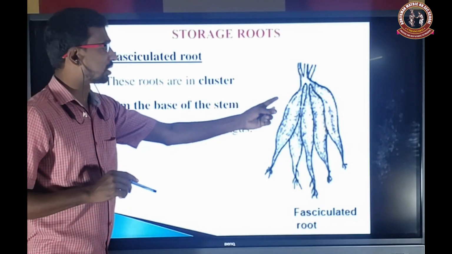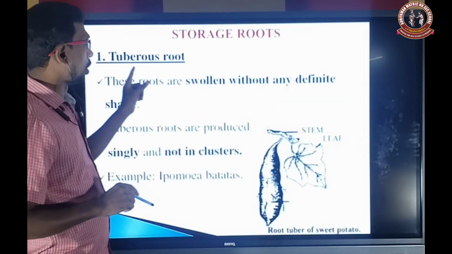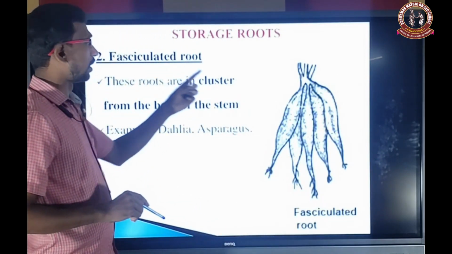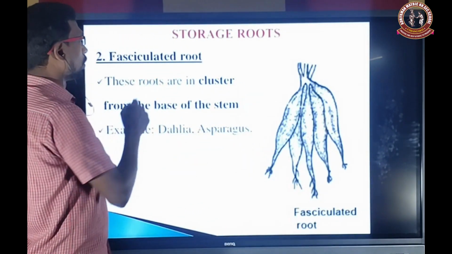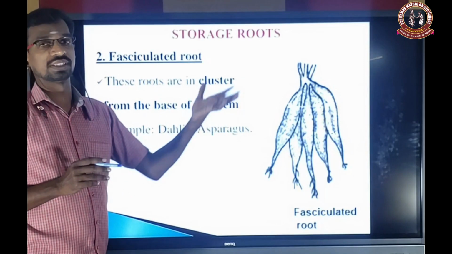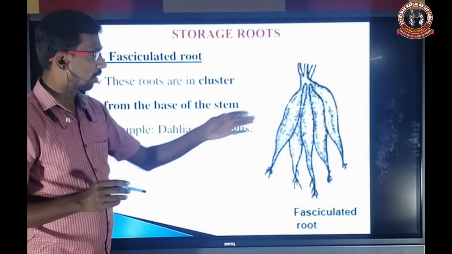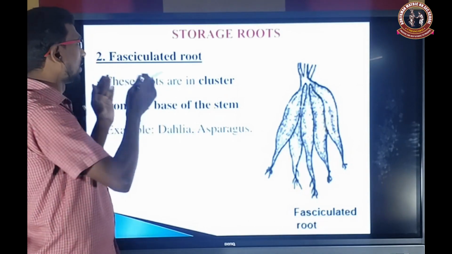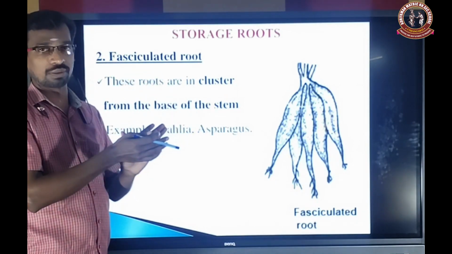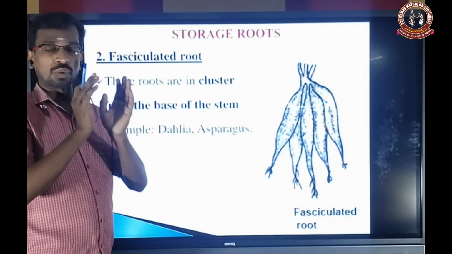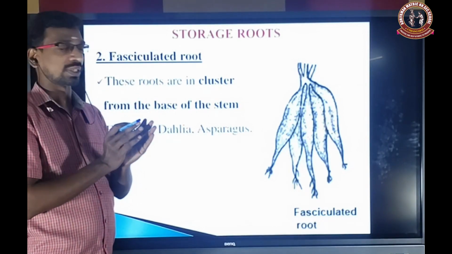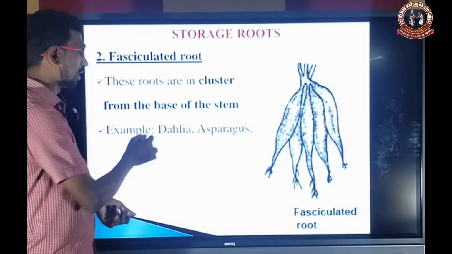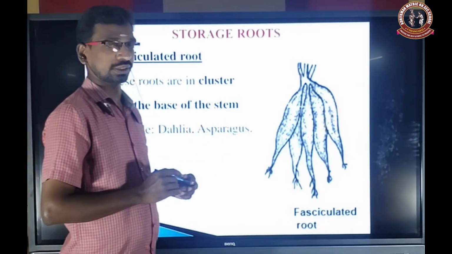Fasciculated root. So here it is cluster form, but in tuberous only a single one. The roots are in a cluster form at the base of the stem. It's also a swollen structure. It doesn't have any definite shape. So what is the difference between the tuberous and the fasciculated? In tuberous only one tuberous structure is present, but in fasciculated a cluster of structures will be present. Example, dahlia and asparagus.